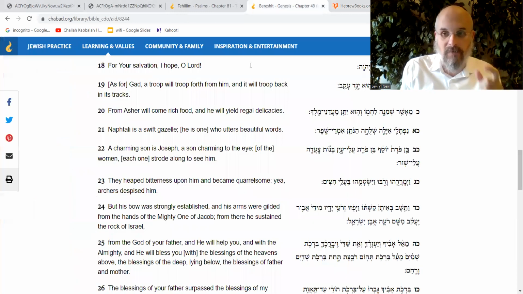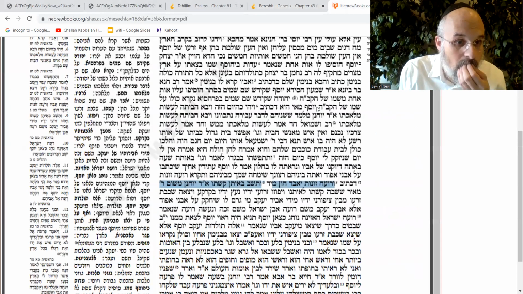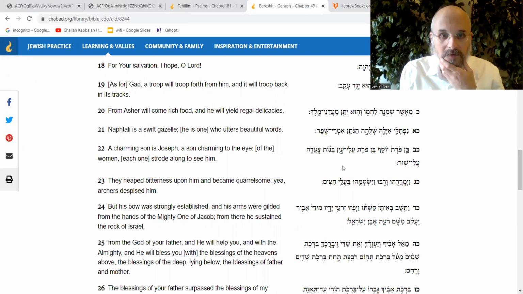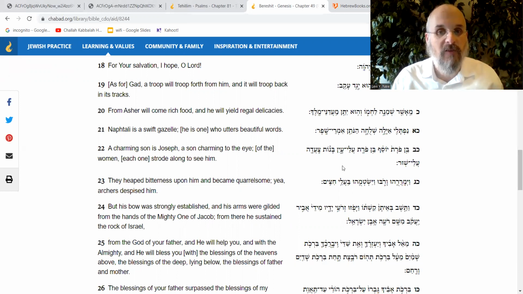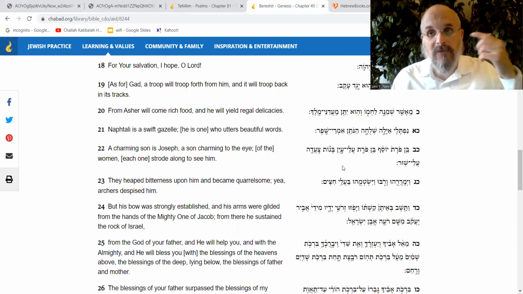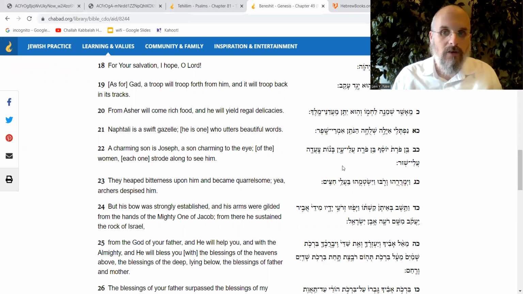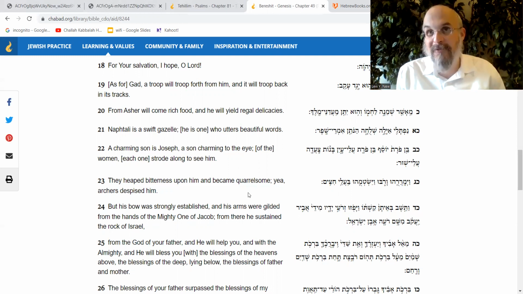So here the verse reads, I'm opening it up on the computer here. It's Genesis 49, verse number 24. So I'll read from verse 22, which is when Yaakov starts speaking about Yosef. He says, a charming son is Yosef, a son of charm to the eye. This is the verse we quoted a couple of days ago, that he's oile ayin, he's above the eye, right? That's this verse. And the verse continues, of the women, each one strode along to see him. Right? Everybody came to see him, including this woman. They heaped bitterness upon him and became quarrelsome. Yeah, archers despised him. In other words, they're all jealous of him. So they either wanted him or they couldn't stand him because of the beauty of who he was. Right? That's the story of his life.